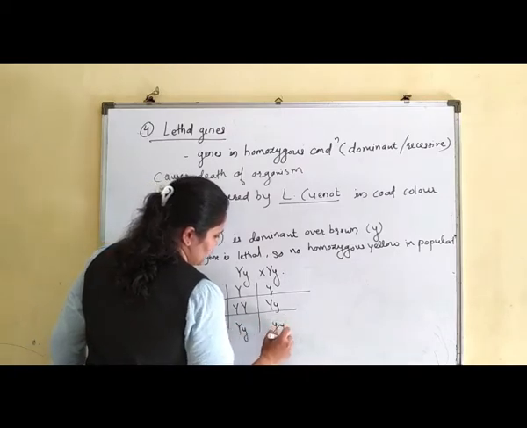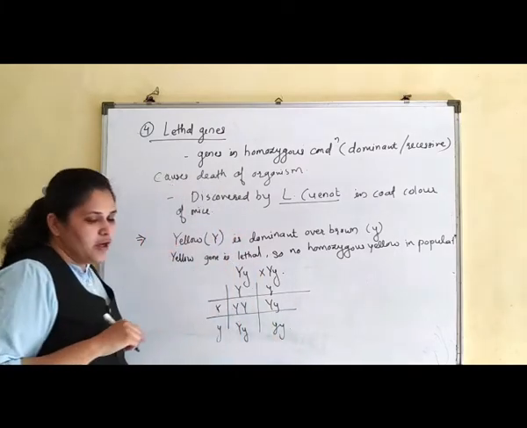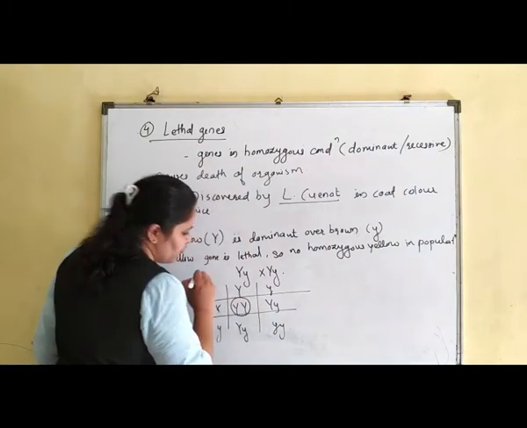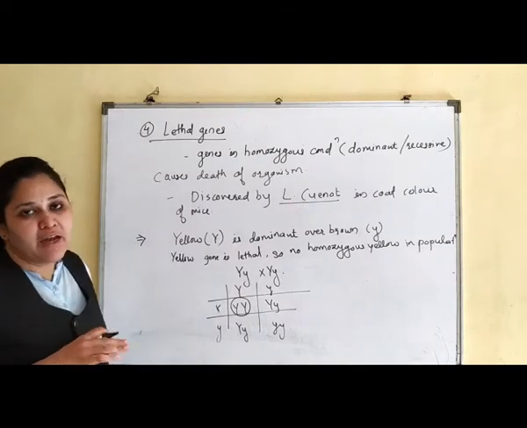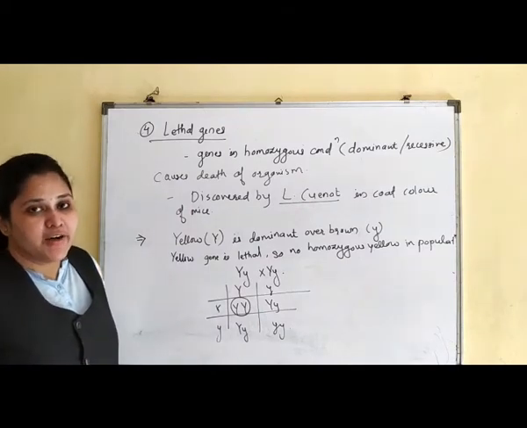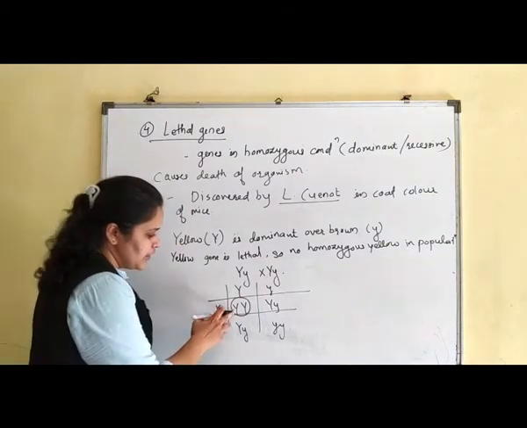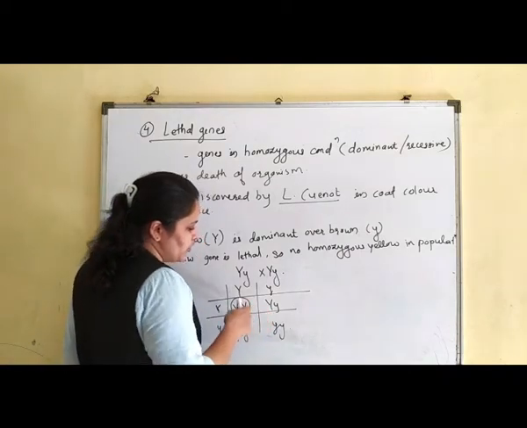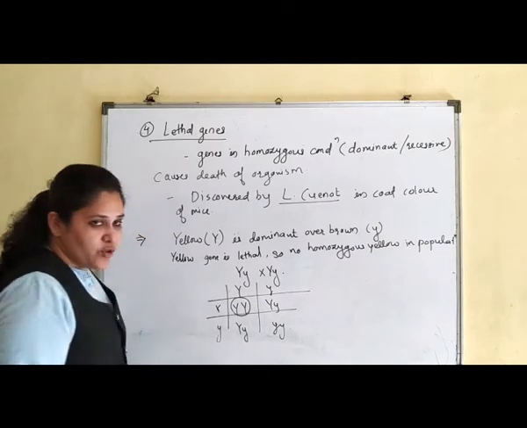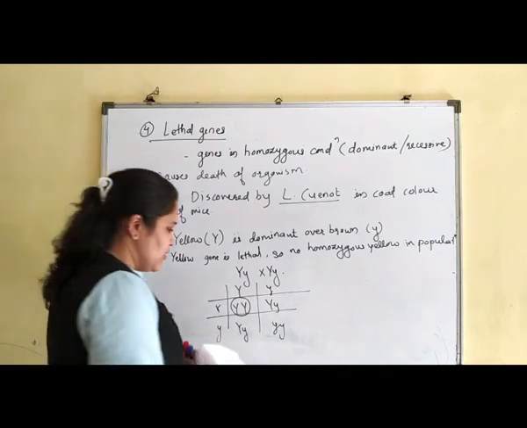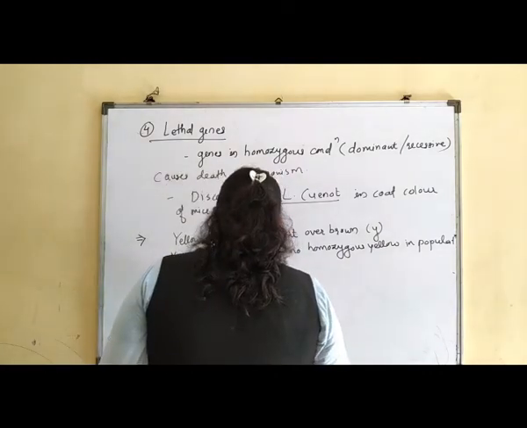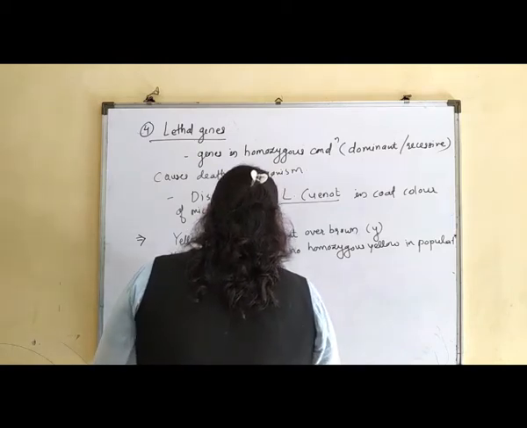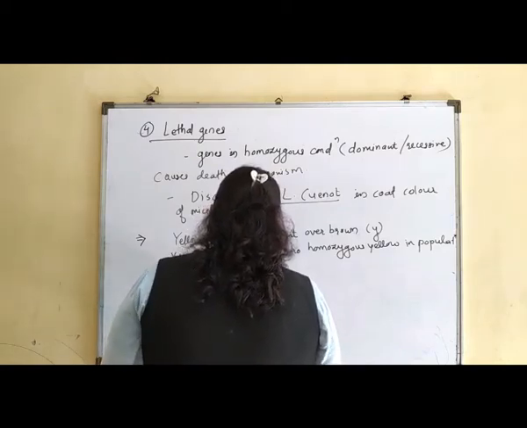Okay, now just see this ratio. Here the dominant gene is a lethal gene, so we will not get the dominant capital Y individual. So here the ratio will be different. This individual will die, so we will get only two types: the heterozygous and the recessive. So the ratio in the case of a lethal gene is different from our normal F1.